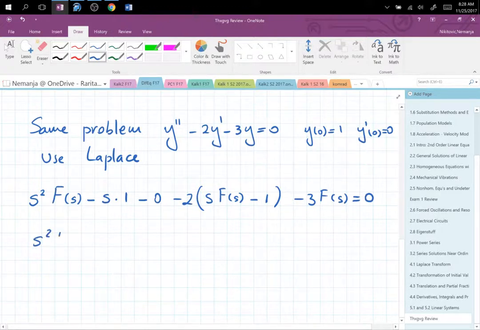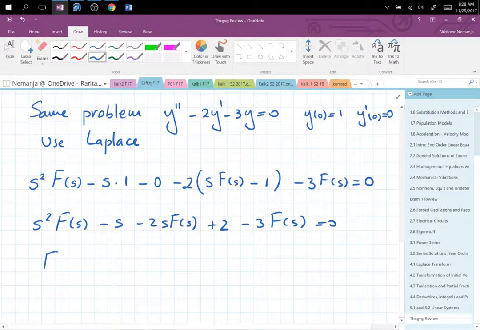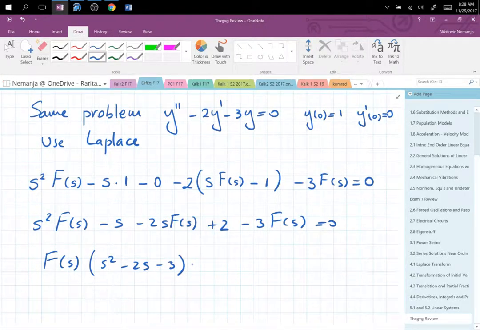So we have s squared F of s minus 2s F of s plus 2 minus 3 F of s equal to 0. So when we factor F of s, we get s squared minus 2s minus 3, which is a characteristic equation. You've seen it in r, now it's in s. And then we are left with s plus s minus 2, which I shift to the other side as s minus 2.